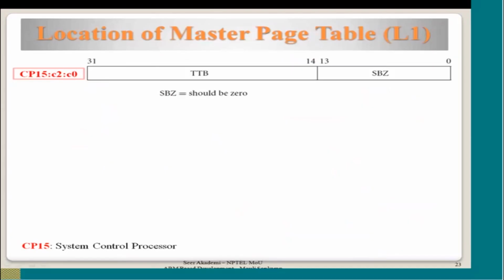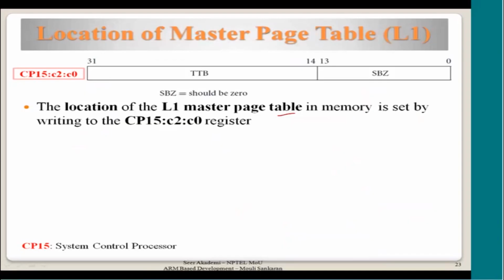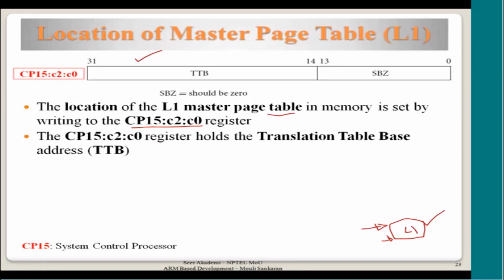I hope this is clear to you. Now let us see: the location of the L1 master page table in memory is set by writing into this register. So once we decide where we want to keep the L1 page table, that address can be written into this register. Then automatically the MMU, when it is translating the address, will get the base address of the L1, and then based on the virtual address coming from the processor, it will index into that table to find out what the mapping is for that particular virtual address in the physical space. So the CP15 C2 register holds the translation table base address.